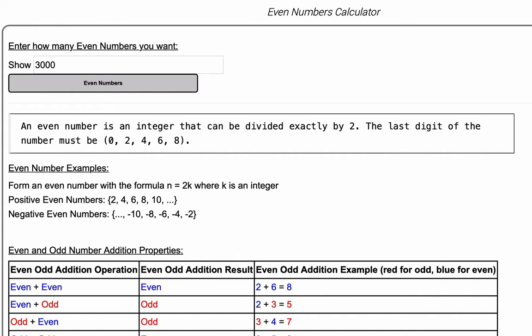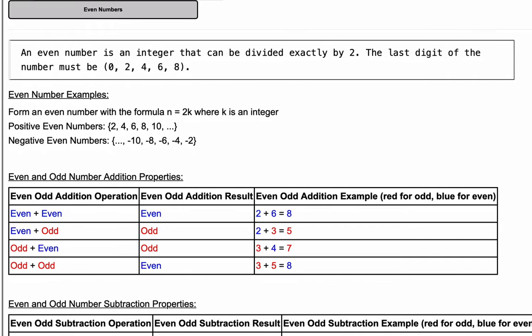What is an even number? An even number is an integer that can be divided exactly by 2. What that means is there's no remainder after you divide it by 2. And an easy way to test for this is, is the last digit of the integer a 0, 2, 4, 6, or 8? That's an easy way to spot an even number.